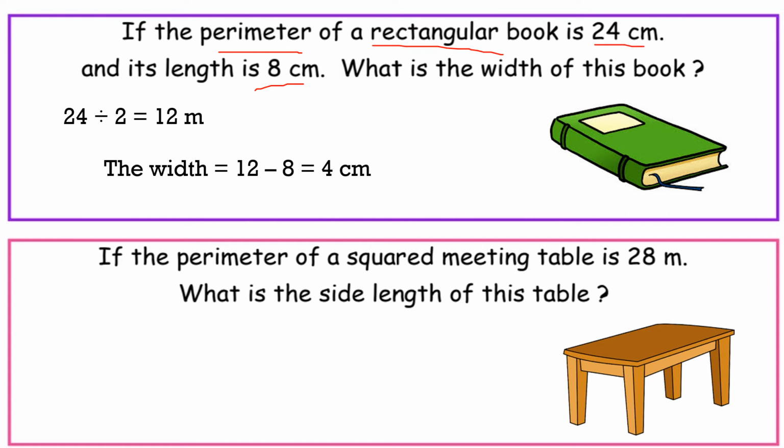If the perimeter of a squared meeting table is 28 meters, what is the side length? This is a square, so I will use the perimeter of a square. Let's remember it was 4 by the side. So all I'm going to do is just divide the perimeter over 4. So the side length equals 28 divided by 4, which is 7 meters.